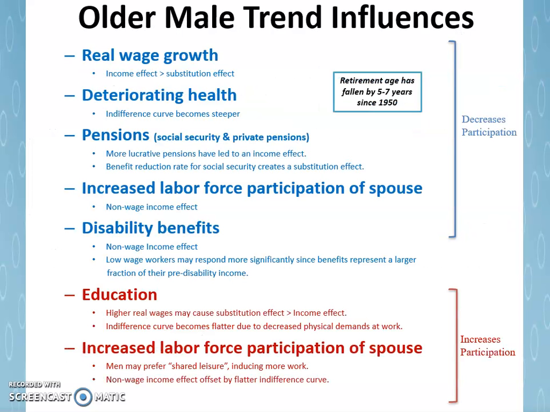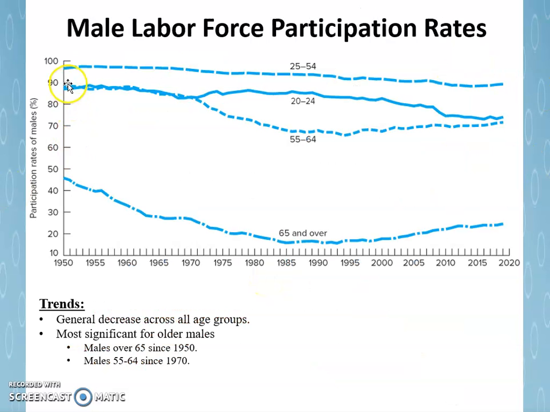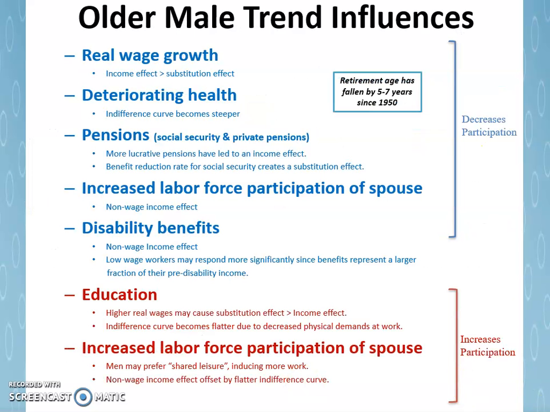In fact, let's take a look at these older male trend influences. The blue labels represent factors that would decrease participation and contribute to this long-run downward trend. There are, however, a couple of forces we think might be increasing participation over this time frame. Clearly, those decreasing participation are dominant.